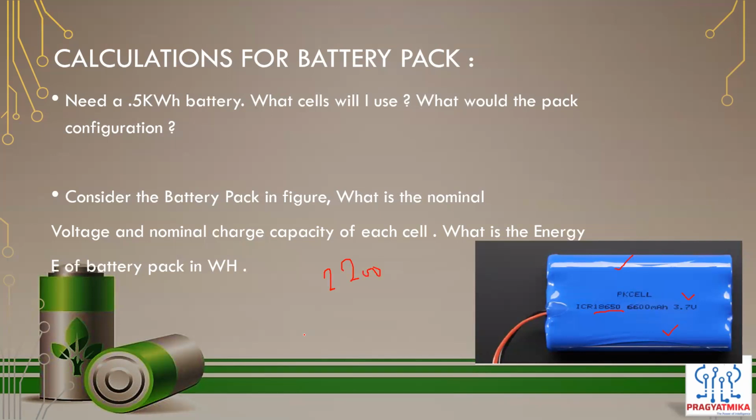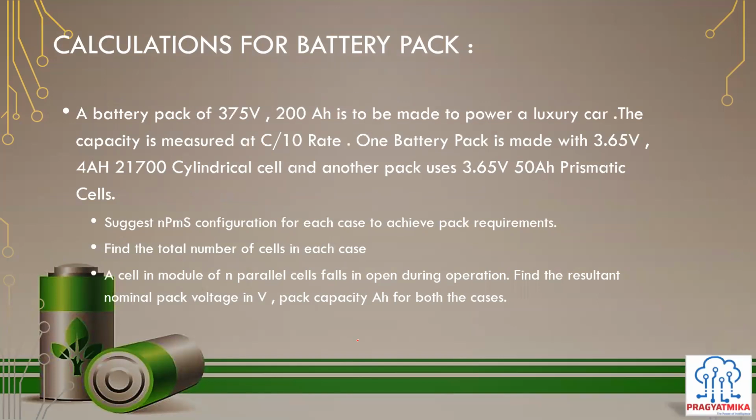If they are asking for the energy, E is equal to V into C. So that is 3.7 into 66. Is it for the cell or the battery pack? It is for the battery pack they are asking. So it is 6600, or actually 6.6, because the capacity should be in terms of Ah. That's why 6.6. Okay, that's it.